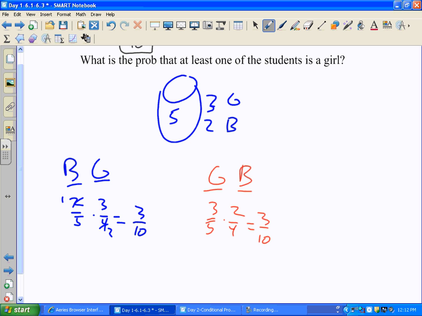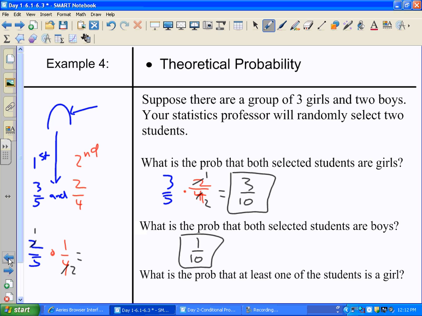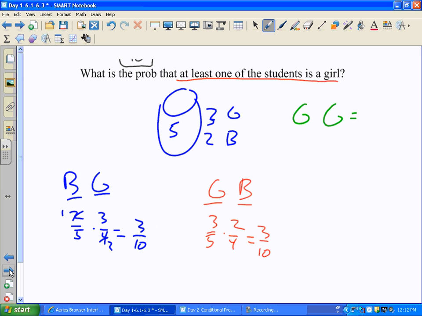Probability at least one of the students is a girl. I could also have a girl and a girl. Do you know that probability? Didn't we calculate that in the first part? Girl, girl. Is that 3/10 also? That's kind of weird.